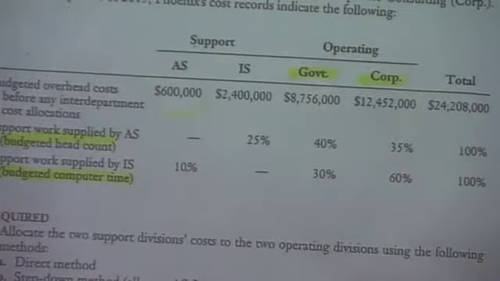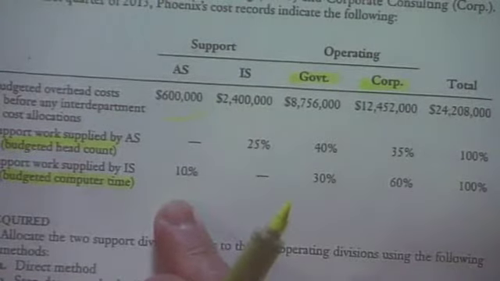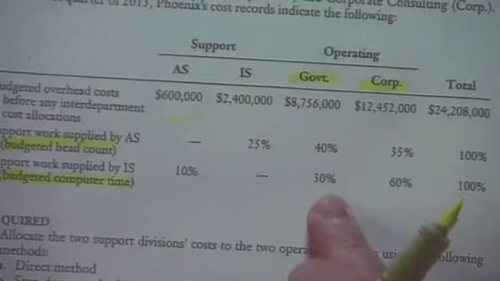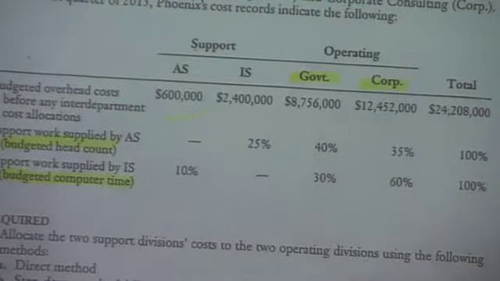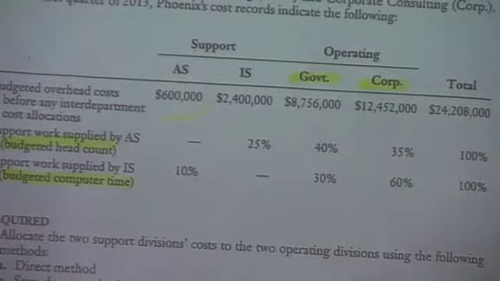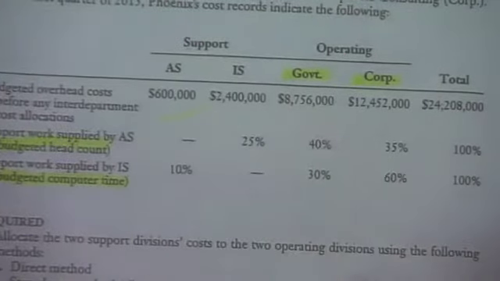And you'll see that the info services provides 10% support to the accounting department, 30% to the government, and 60% to the corporate clients. Let's take a look at the required. It says allocate the two support departments, that is the admin and the IS department, to the two operating departments, government and corporate, using the following methods.